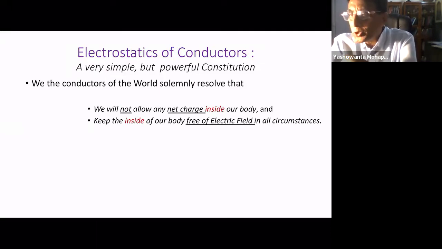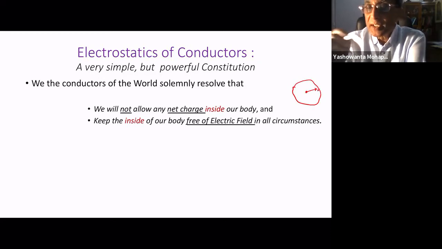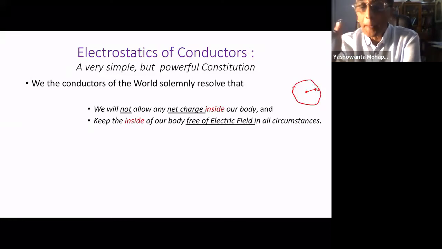These are all consequences of the fact that there are mobile electrons. If there is indeed a conductor, and there is some field here, then of course the field will make the charges move till they go to the surface, such that inside there is neither charge nor field.